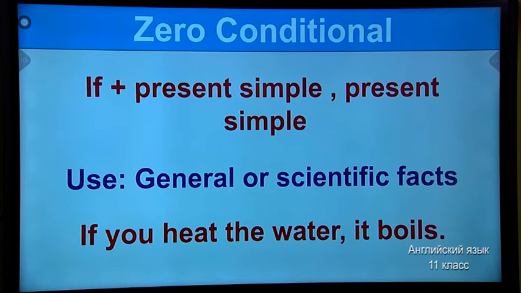Zero conditional. Zero conditional is a very easy conditional because it has a very simple structure. If plus present simple, it means the situation part. We have to use present simple and the result also in present simple. When do we use it? With general or scientific facts. If you heat the water, it boils. If you do this situation, your result is this one. You can guarantee it. If you heat water, the result is it boils. You cannot change the result. It is a scientific fact.